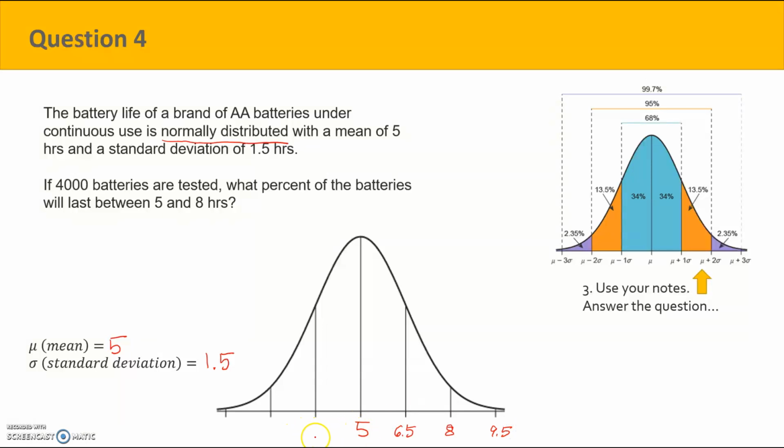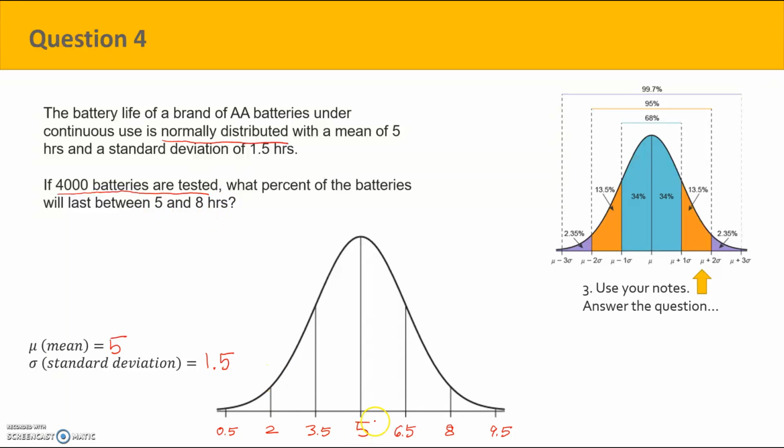Now going back, subtracting 1.5, it's going to give me 3.5. Okay, subtract 1.5 again, it's going to give me 2. Subtract 1.5 again, it's going to be 0.5. And now that we have that information on the bell curve, what we're going to do is just answer the question. All right, if 4,000 batteries are tested, what percentage of the batteries will last between 5 and 8 hours?